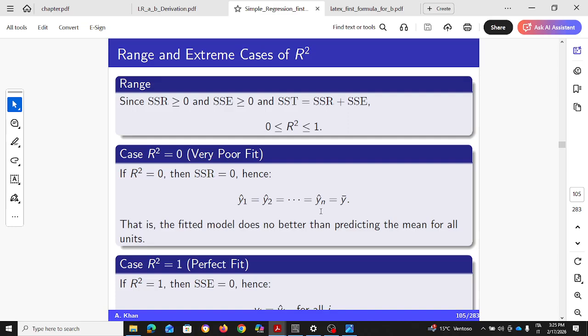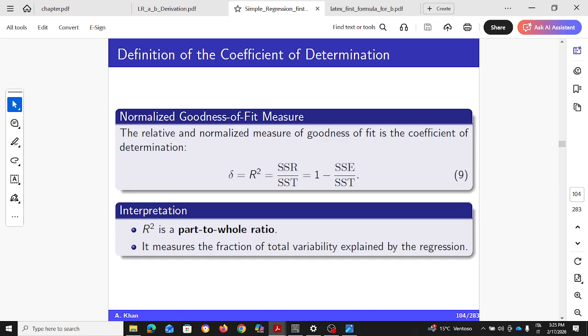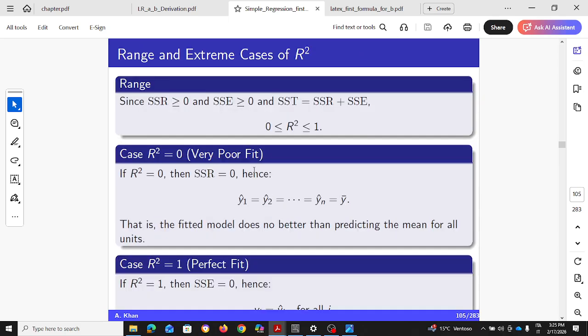Now the range for this value: it is greater than or equal to 0, and it lies between 0 and 1. Then we have two cases. If r squared is 0, this means the predicted terms are all almost equal, and the explained sum of squares is equal to 0. Very poor model. We didn't capture anything, because everything lies on the line.